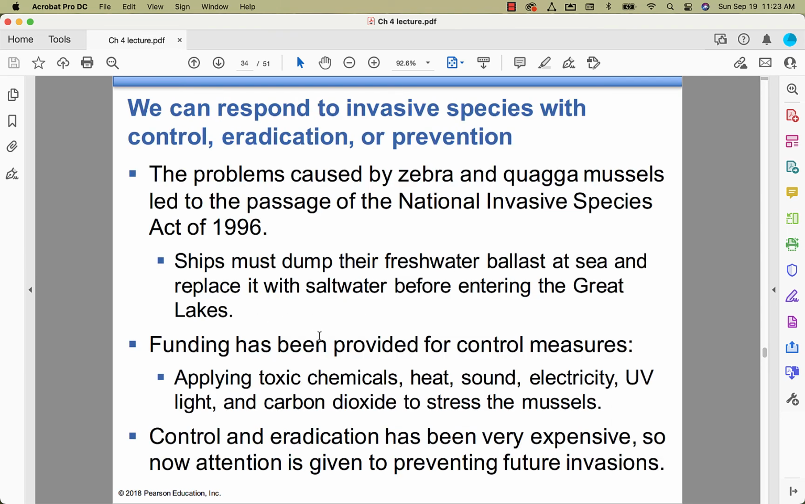So that's prevention, right? You can try to control them. So you apply toxic chemicals, you heat them up and they die. You can blast them with sound and they die. You can zap them with electricity. You can zap them with UV light. And you can introduce carbon dioxide, which stresses them out to the point that they die. But to control them and to get rid of them is really expensive. So most of the efforts have been given to prevention.